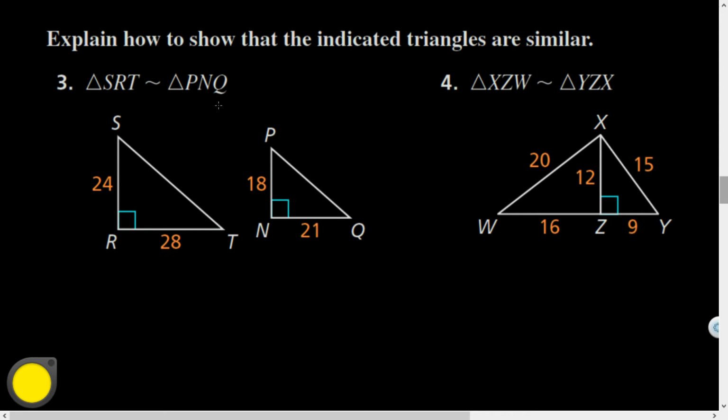Yes. Let's see. Explain how to show that the indicated triangles are similar. All right, what are your guys' thoughts on this? Friends? Question 3. Can I prove these triangles are similar? Shh. Ladies, gentlemen, please.